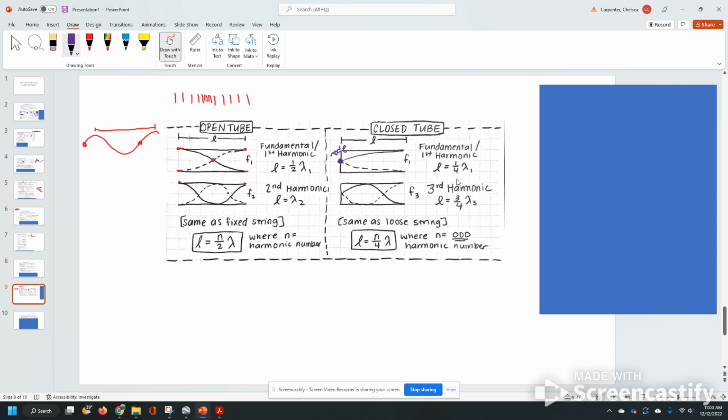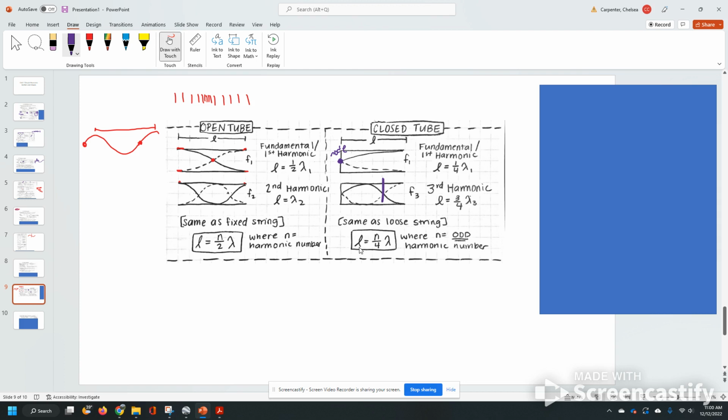But then we can't actually have another harmonic until we have another opening here. So we're not doubling. We're actually going to be going up to the third harmonic. So the third harmonic is the length of the pipe is 3/4 of a wavelength. Just because if we go up by quarters, we'd end up right here where we have a node and a node, and it would not resonate.